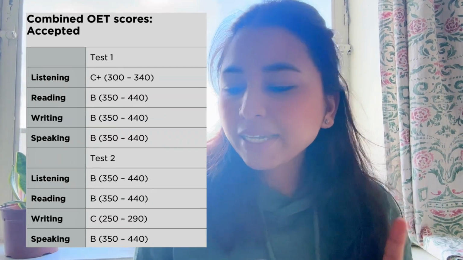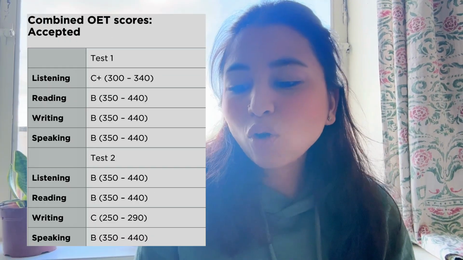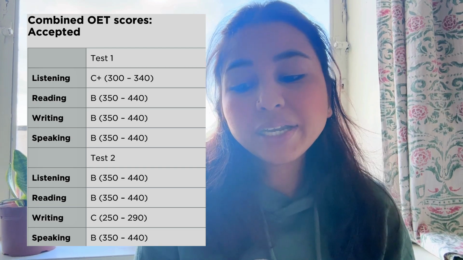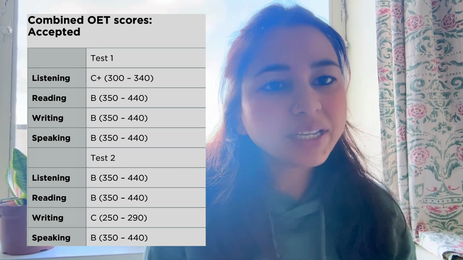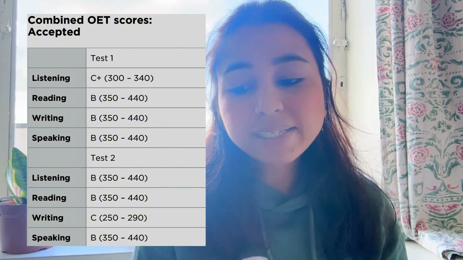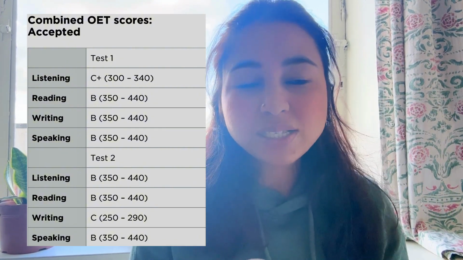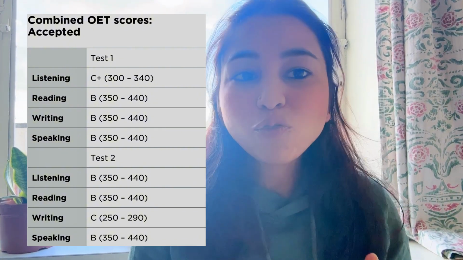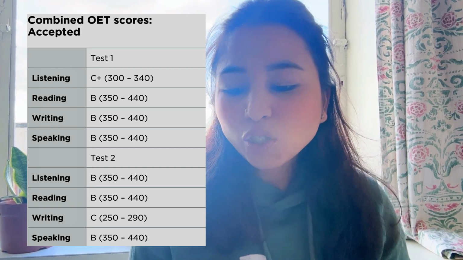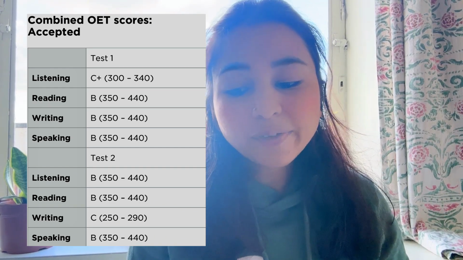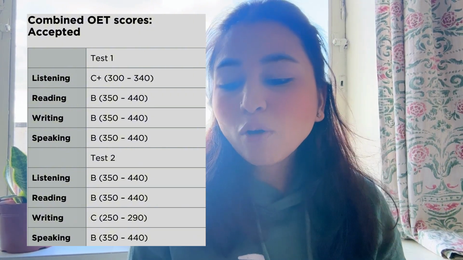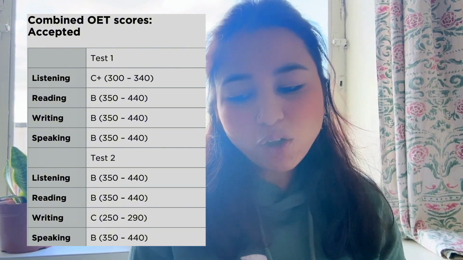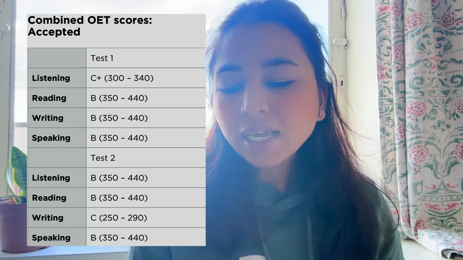So let's understand this with an example. Suppose in test 1, someone has got listening of C+, reading of B, writing of B, and speaking of B. Here all the criteria for the desired score are met except listening, which is C+, because you need at least a grade of B in your listening. So when the candidate again gives a test within 12 months, he gets a score of listening of B, reading of B, writing of C, and speaking of B.